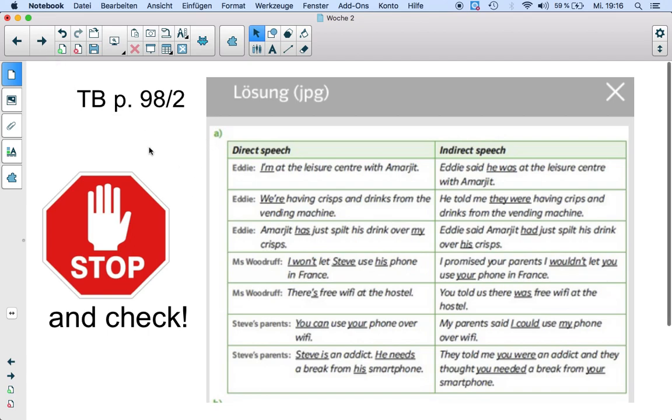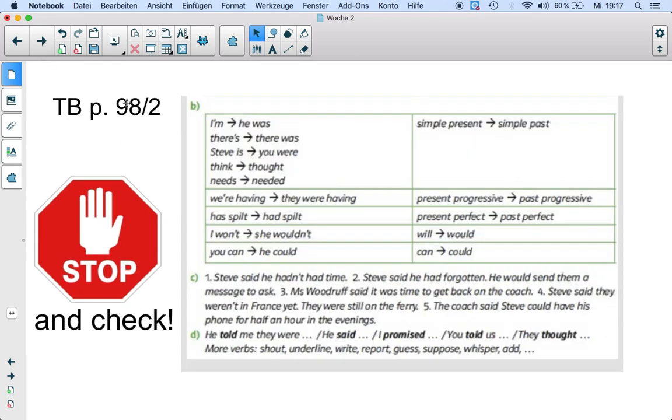These are the answers for textbook page 98, number 2A. I already gave you the first 2 sentences here, but you had to find all the others. Please check your sentences and also the indirect speech sentences, which you had to find out from the text. And press stop. Task number 2, B, C, and D, you can check with these answers and always stop the film.